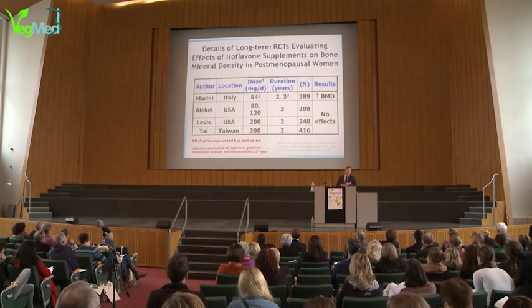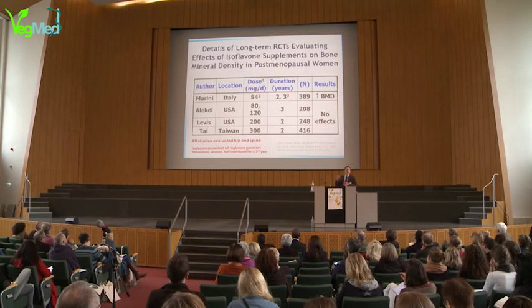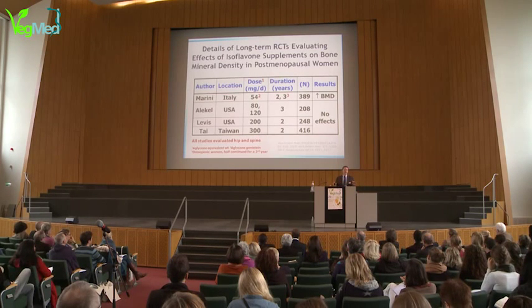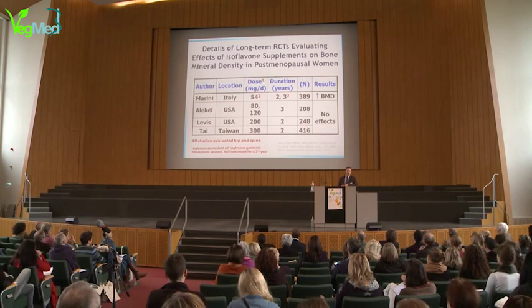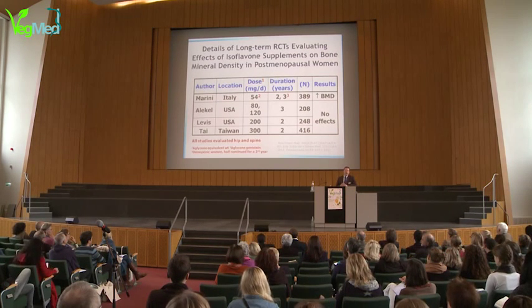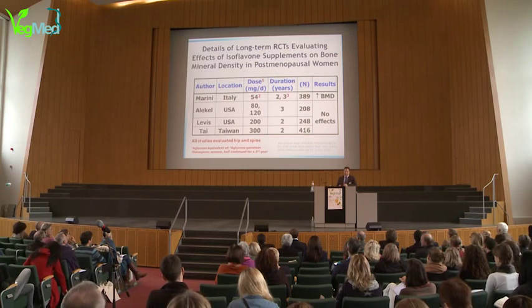In the Italian study, there was a very pronounced increase in bone mineral density, but in the other three studies, there was absolutely no effect. So my conclusion at this point is that isoflavones do not affect bone density in postmenopausal women. Now, in the Italian study, the women were osteopenic. That is, they had very low bone mineral density. So it may be that in cases where women are at high risk of developing osteoporosis, isoflavones are very protective.